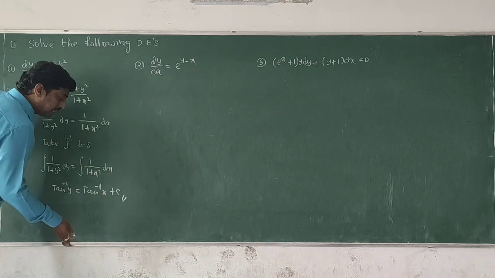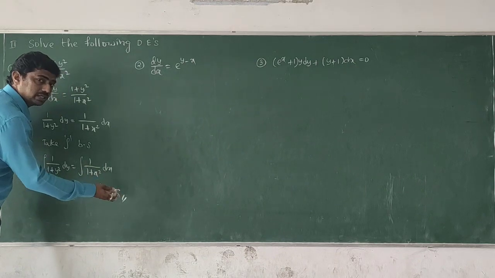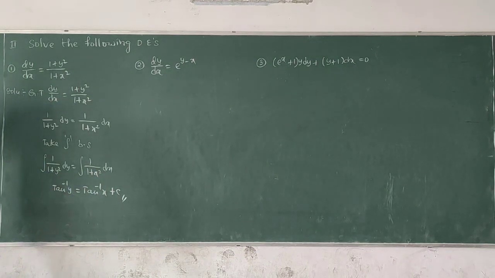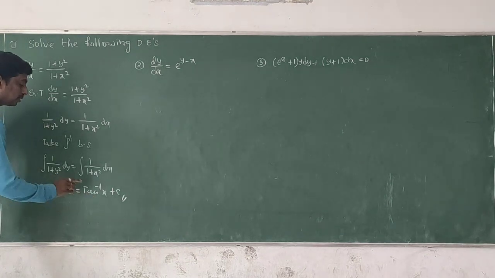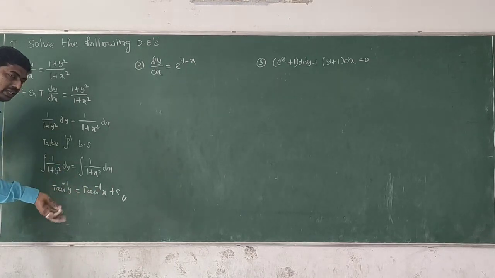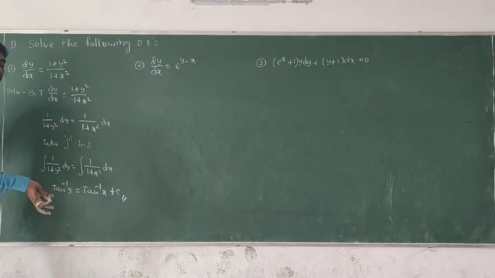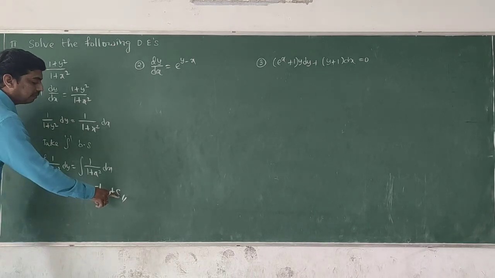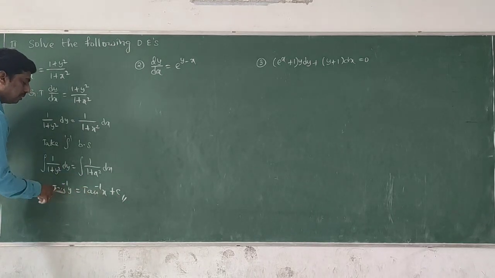We may write the constant in terms of tan inverse c. No problem, both are correct. Most important are these variable functions in the solution. The constant may be written as c, or may be written as tan inverse c. Both are correct answers. This is not the criteria for the final answer. These variables are most important.